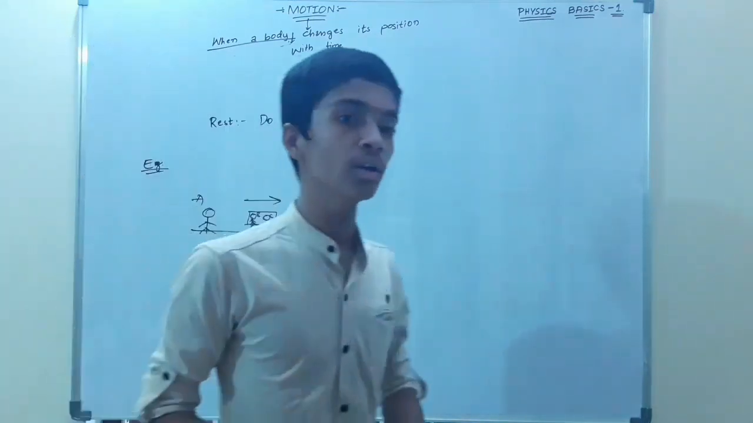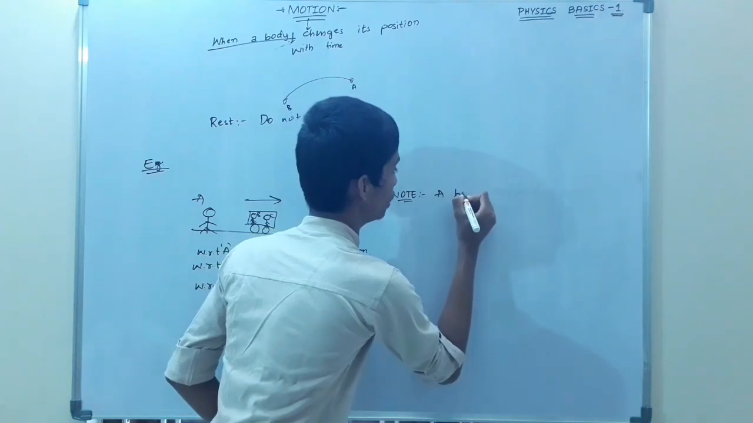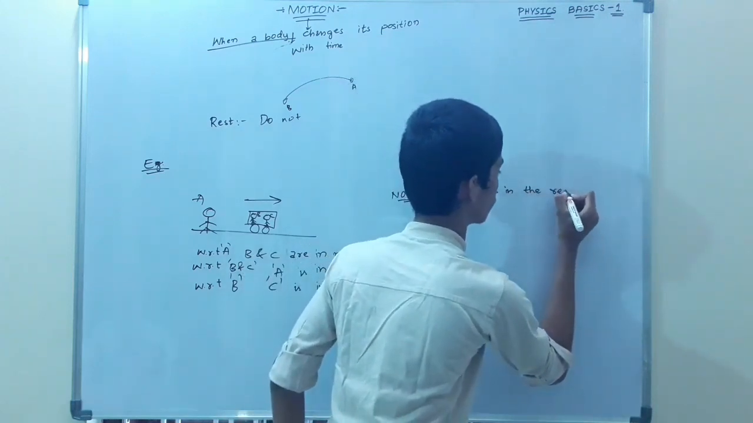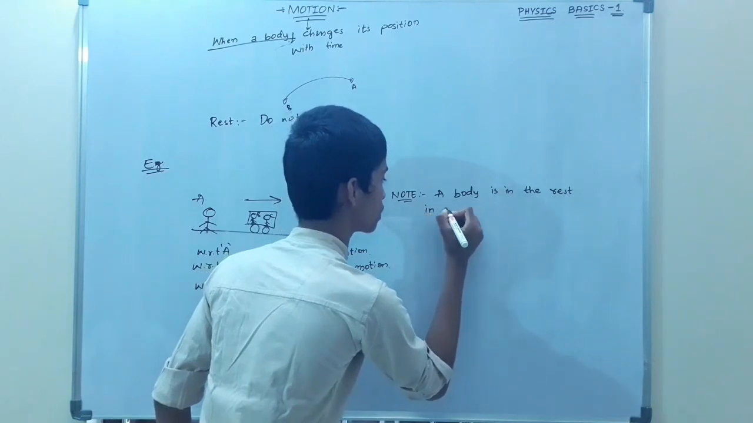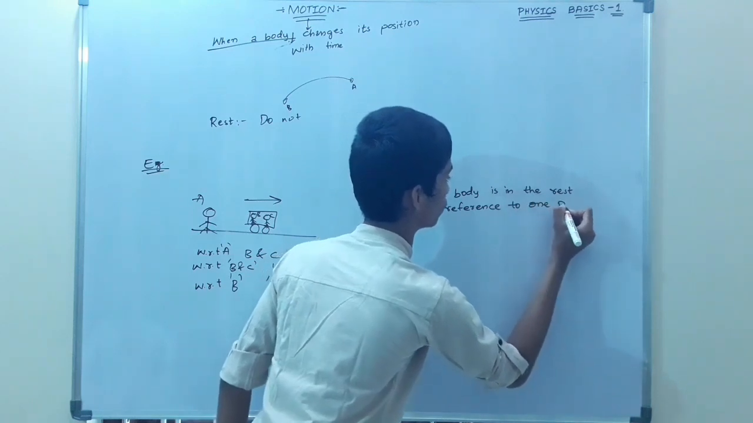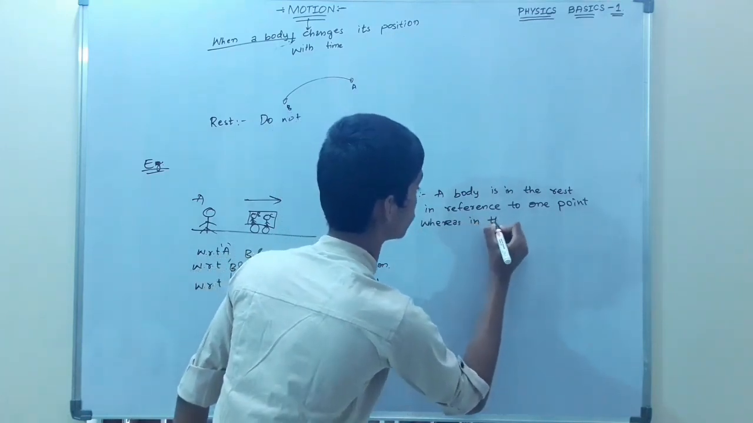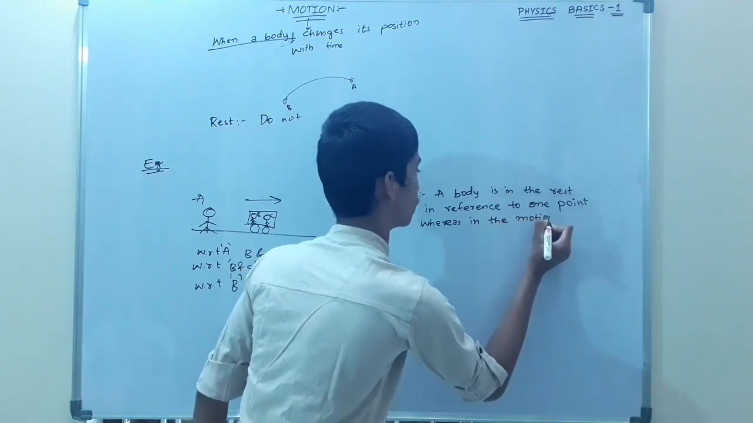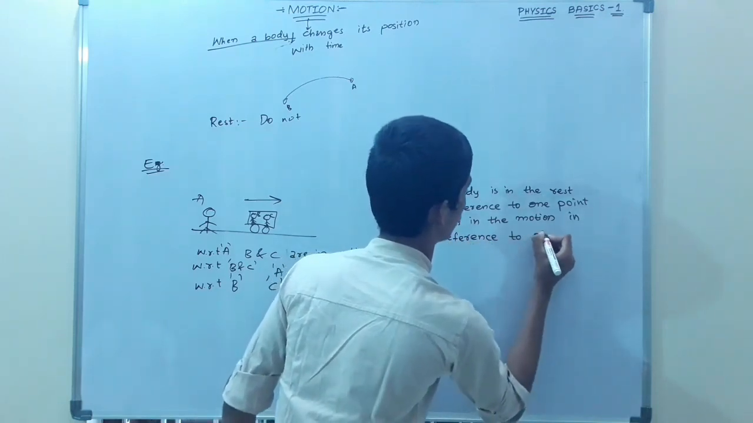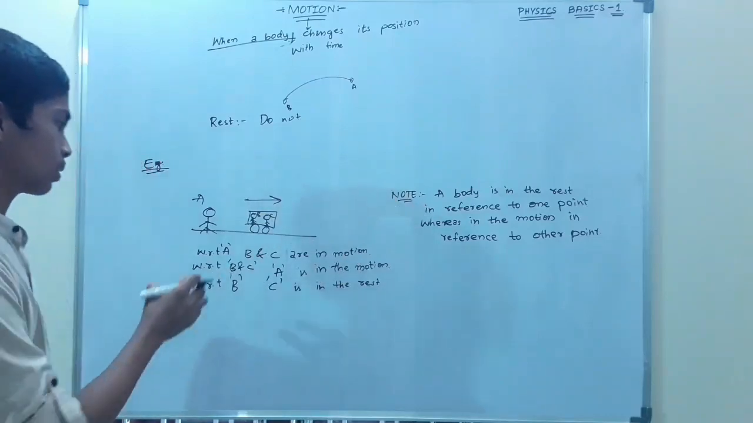And we can calculate many of the instances, and we note a point that a body is at rest in reference to one point, whereas it is in motion in reference to another point. These are the observations from this example.